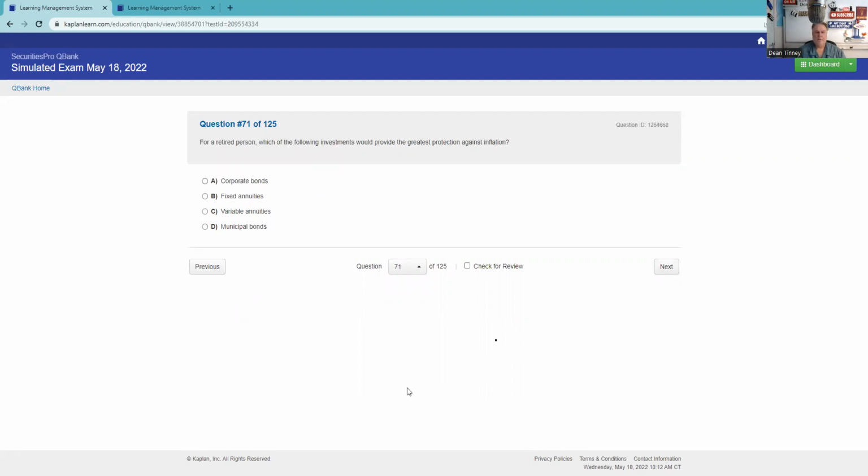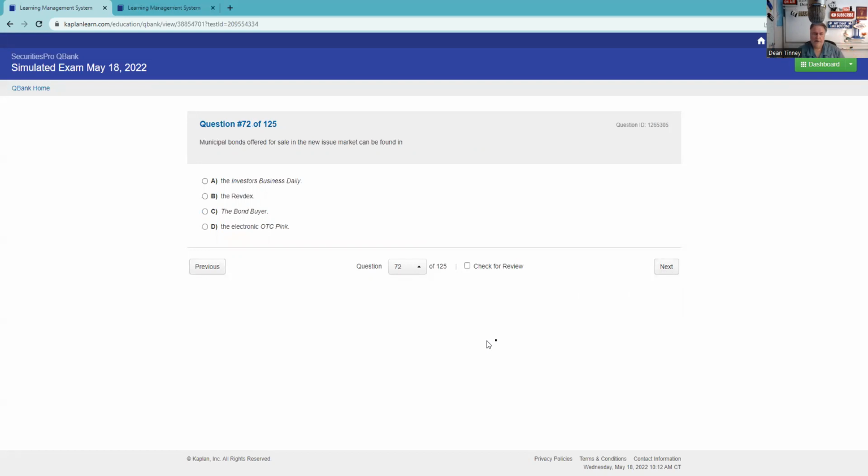For a retired person, which of the following would provide the greatest protection against inflation? I don't like this question. I hate it. It's only in comparison to other things that the variable annuity is the right answer. It's because, remember, the variable annuity is that mutual fund with an insurance wrapper. And so because of that mutual fund, the separate account or sub account, it would do better than perhaps these others. I'm not, as you can tell, a variable annuity fan, but oh well.